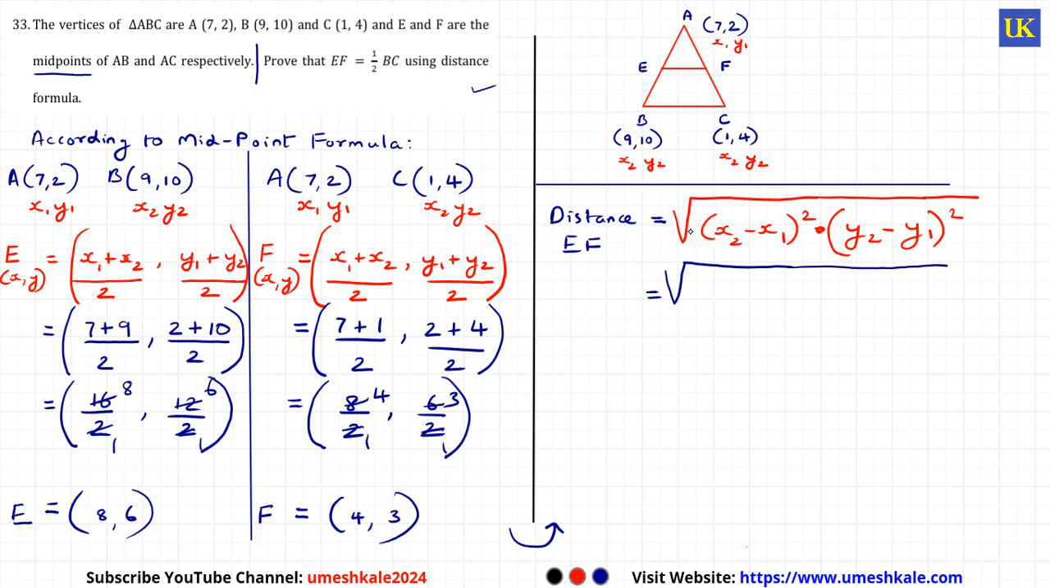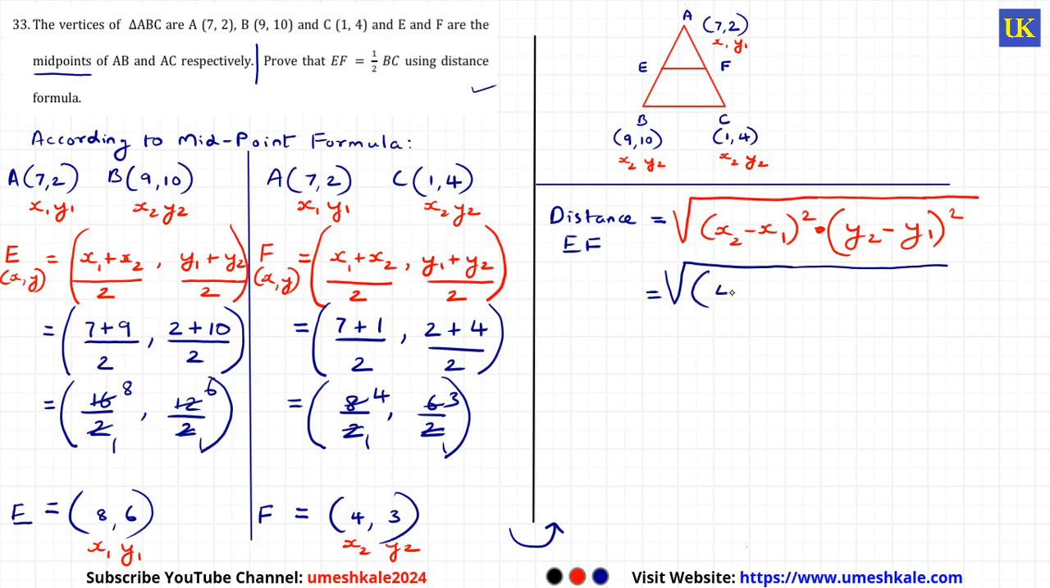Now let us take E point as x1, y1 and F point as x2, y2, because we are going to find the distance of EF. You can actually take F as x1, y1 and E as x2, y2. Anything is okay, because if you calculate the distance from E to F or F to E, it is going to be one and the same.